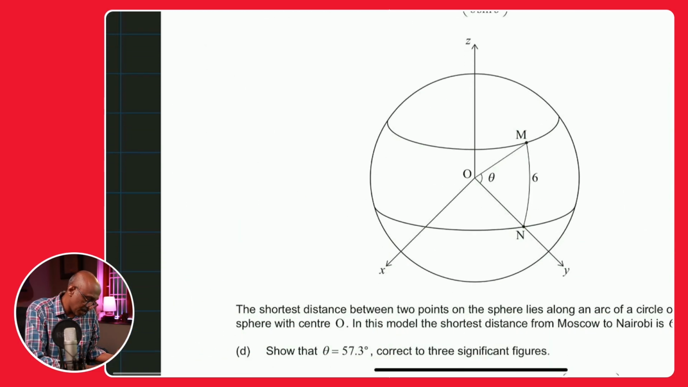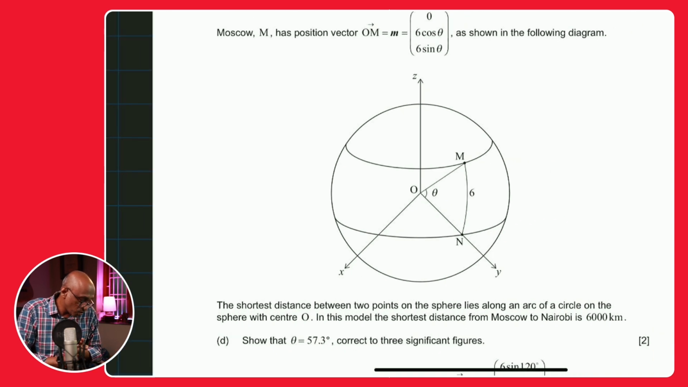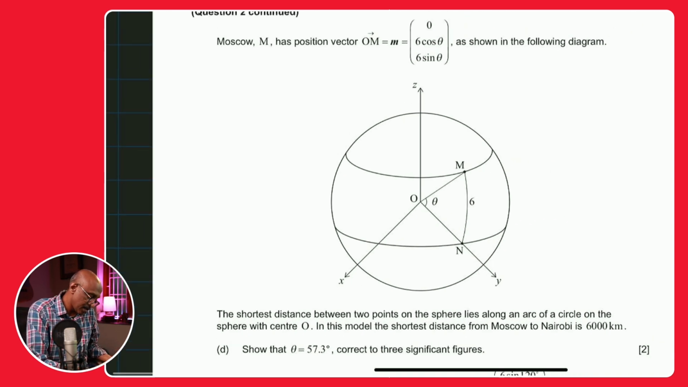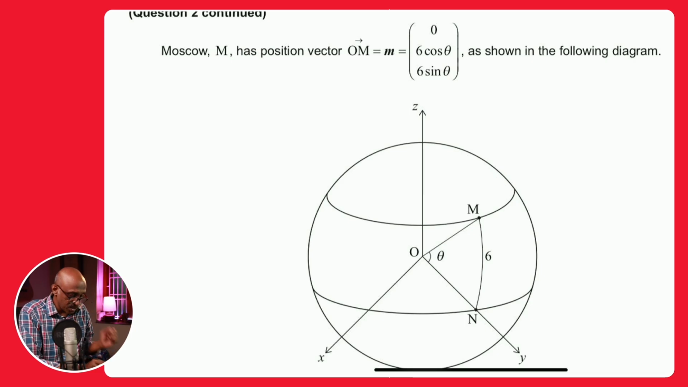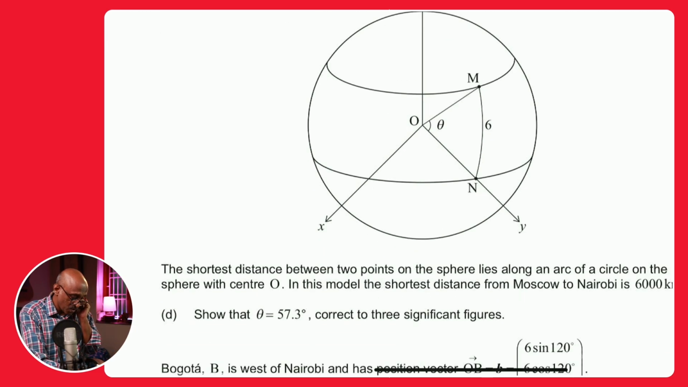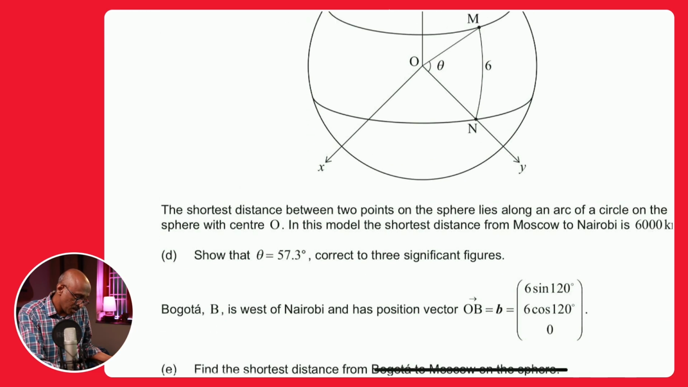Cool. Let's go to part D, and before that there are some instructions given here. Moscow M has position vector M bar as 0, 6 cos theta, 6 sin theta, as shown in the diagram. That's Moscow M there. The shortest distance between two points on the sphere lies along an arc of a circle on the sphere with center O. In this model, the shortest distance from Moscow to Nairobi is 6,000 kilometers, looks like the arc length. Show that theta is equal to 57.3 degrees, correct to 3 SF.